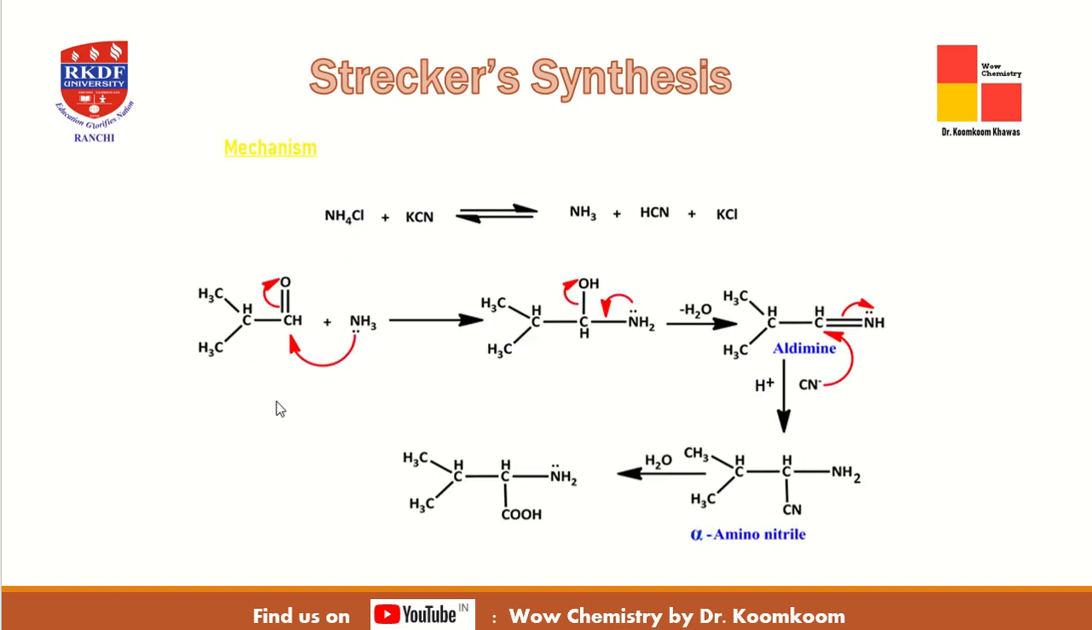So here is the mechanism. 1 mole of ammonium chloride reacts with 1 mole of potassium cyanide to give 1 mole of ammonia, 1 mole of hydrogen cyanide and 1 mole of potassium chloride.